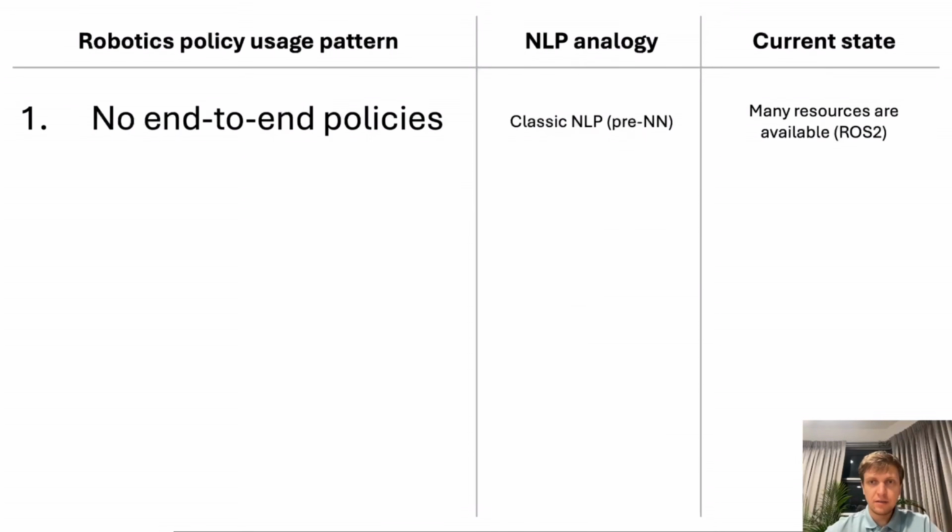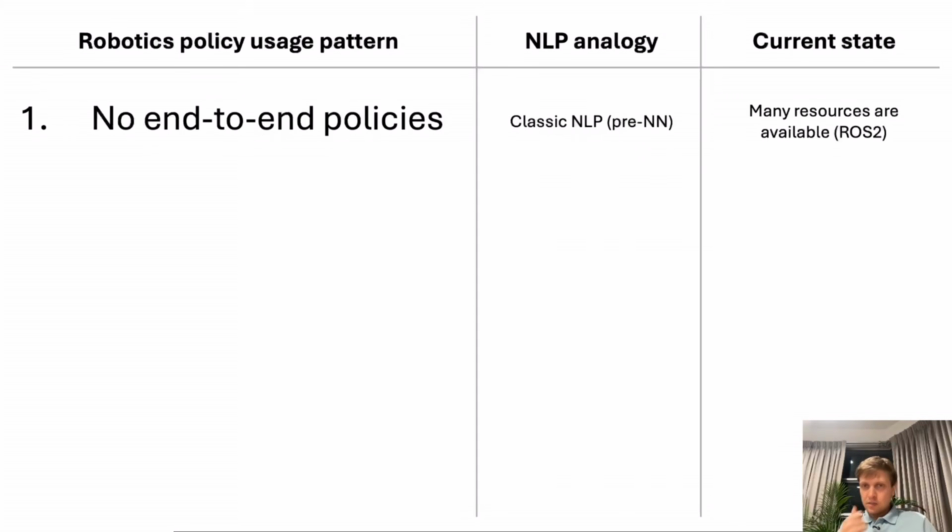And the first pattern is actually no end-to-end policies. So this is where the whole industry was, let's say 5-10 years ago. And actually it's still very useful and widespread. If you look at industrial robots, or robots in warehouses or some other cases, they usually are not using any end-to-end policies. They use a more classic robotic approach, and basically most of the robots that are actually generating money right now don't use these fancy policies yet.